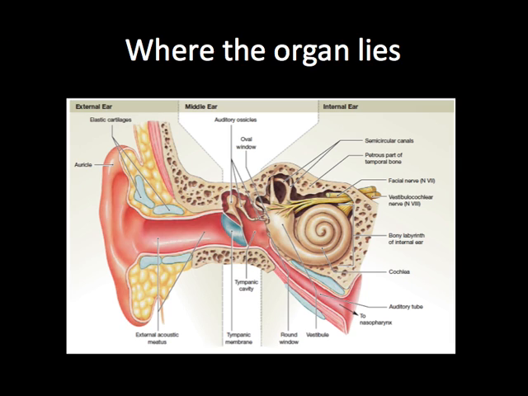So the first part is basically talking about where the vestibular organs are. What we see here is that on the ear we've got the external ear, the middle ear, and the internal ear. And the vestibular cochlear organ over here lies within the inner ear.